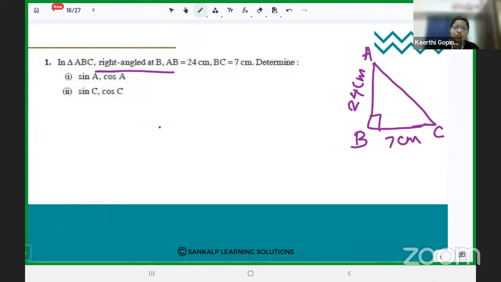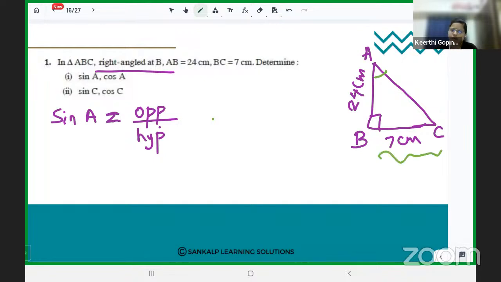We have to find out sin A and cos A. In order to find sin A, first of all, we have to define that ratio. Sin A is equal to opposite side by hypotenuse. So here this is the angle A, I'm marking angle A also, and this is the opposite side of angle A.